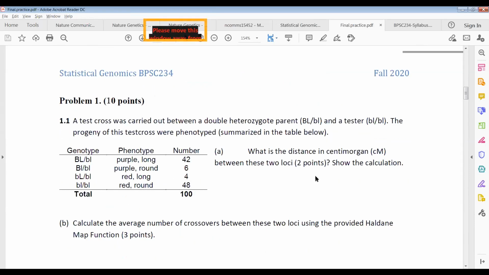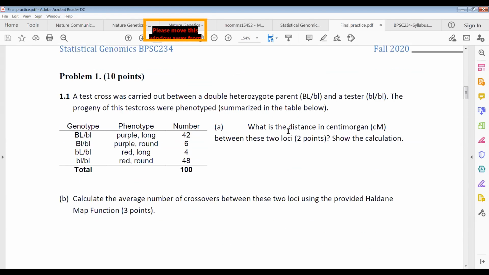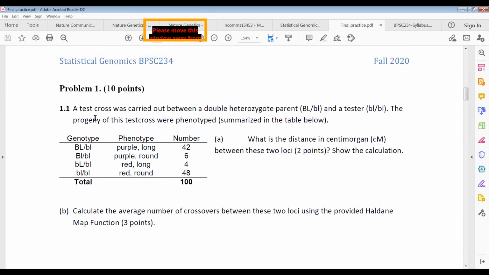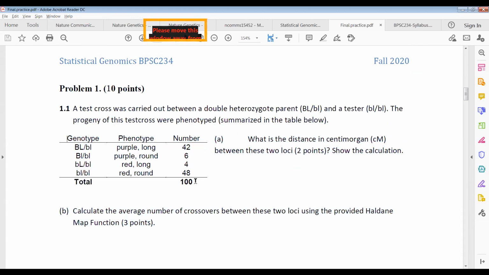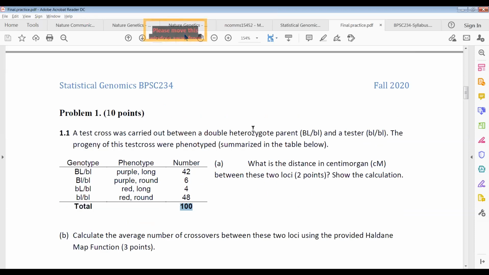So this one is easy, right? Basically this is the data from a test cross, and this is the total number of the progeny from this cross. Here we want to analyze the genetic distance between 2 loci, A and B.